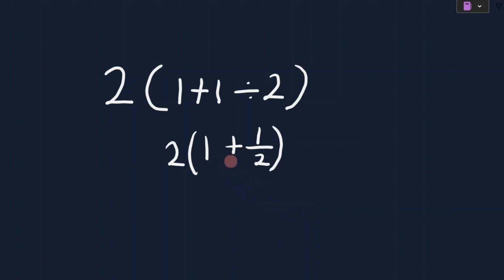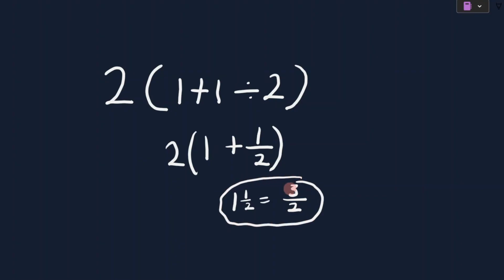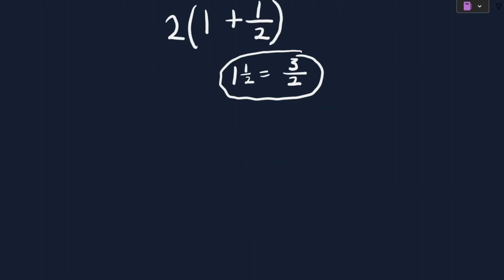So 1 plus 1/2 will give us 1 whole number 1/2. If we convert it to an improper fraction, we have 3/2. Now, if you notice, we've solved the parenthesis first. Now, applying the rule of PEMDAS, the next thing is to multiply. We have 2 multiplied by 3/2, because this is a sign to multiply these two.